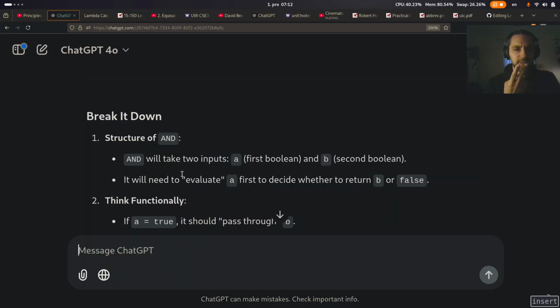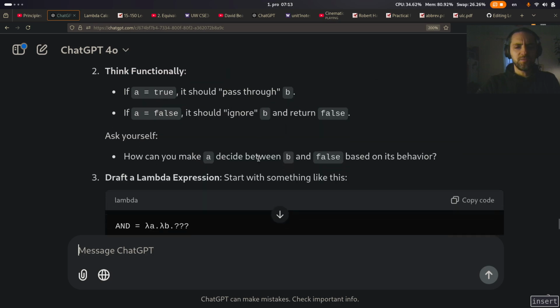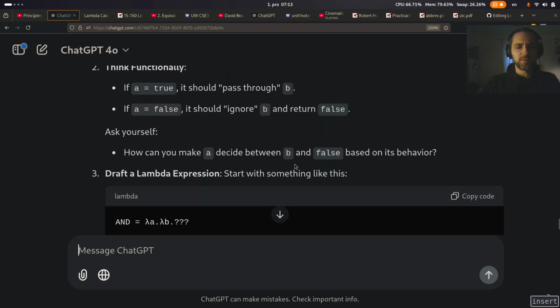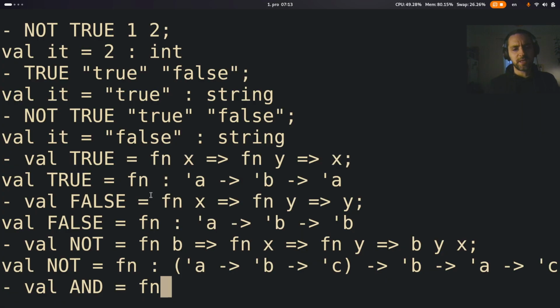AND will take two inputs, A, the first boolean, and B, the second boolean. It will need to evaluate A first to decide whether to return B or false. Think functionally. If A is true, it should pass through B. If A is false, it should ignore B and return false. How can you make A decide between B and false based on its behavior? Draft a lambda expression. AND is lambda A, and lambda B. That's what I got. Lambda A, lambda B.